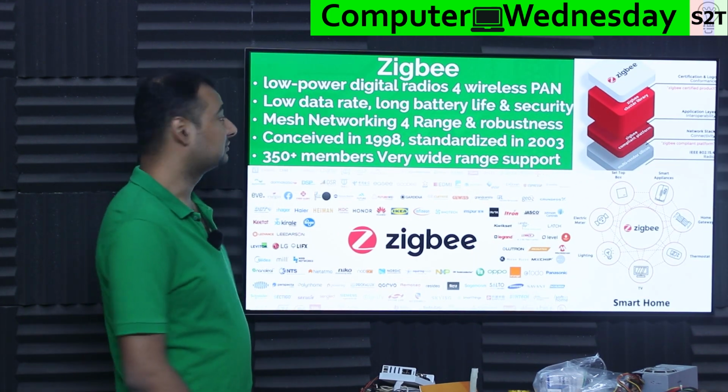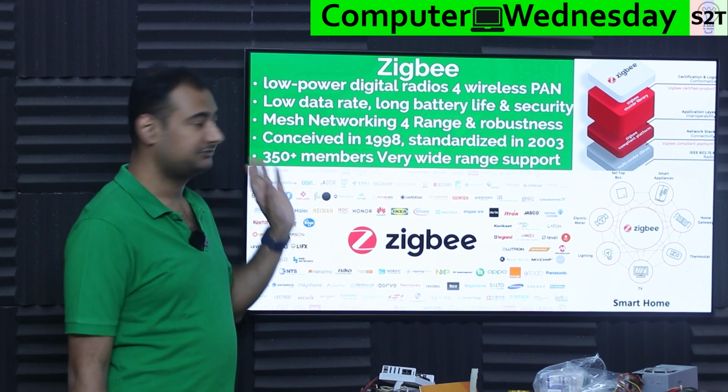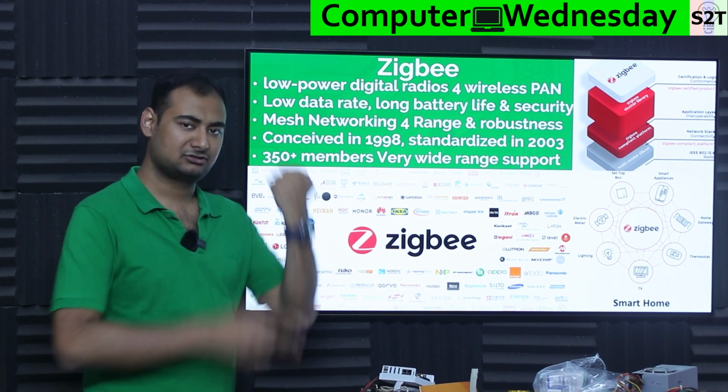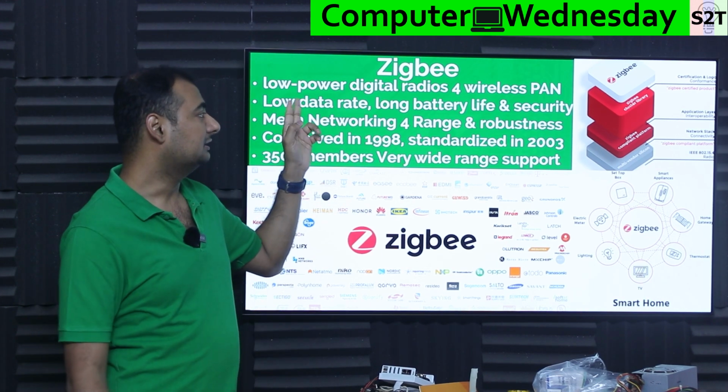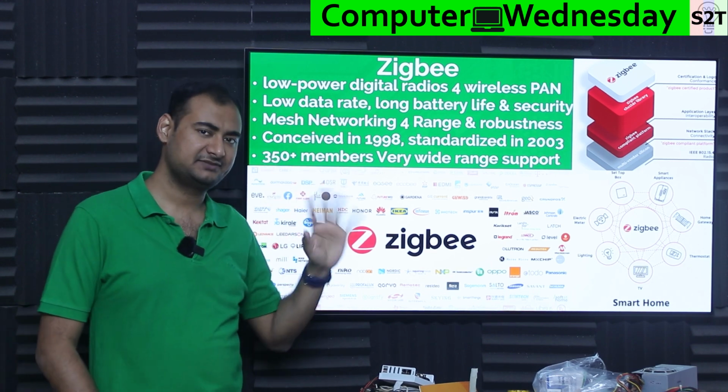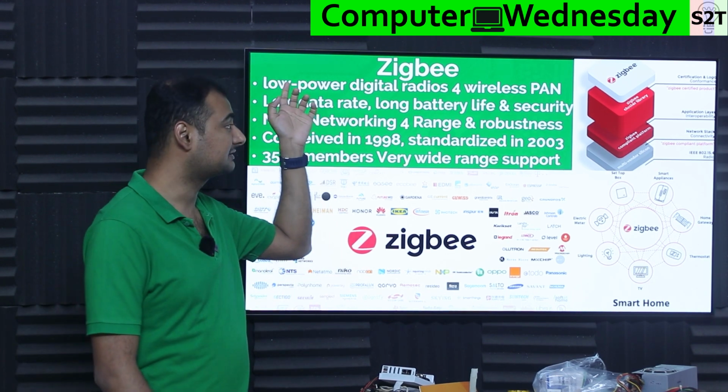So Zigbee came to the fray. It is very low power, meaning it can run on the coin cells that run your watch. It's a digital radio, not analog. Back in the days we did try some analog stuff, but this is a digital system.